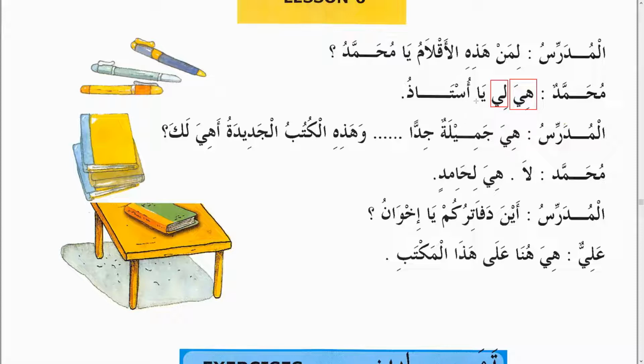Hiya li, ya ustadu, o teacher. They belong to me, o teacher, right? Hiya li. So this is something weird in the Arabic language, but this is how it is. And we have to understand that it is treated as singular feminine, singular as well as feminine.